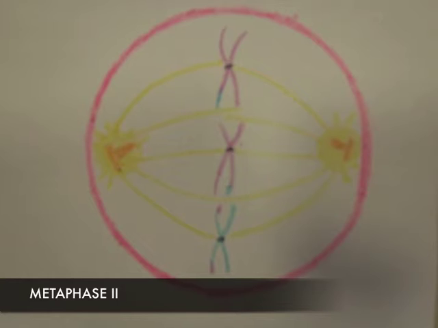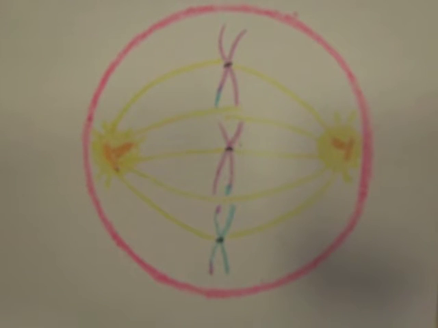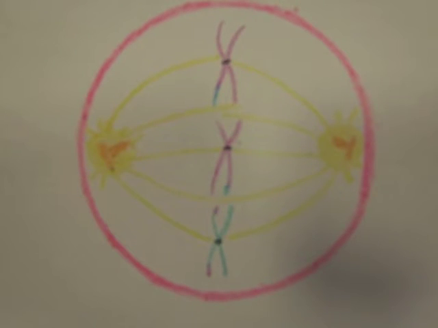In metaphase 2, the chromosomes are positioned on the metaphase plate. Sister chromatids of each chromosome are not genetically identical, and the kinetochores of the sister chromatids are attached to the microtubules extending from the opposite poles.